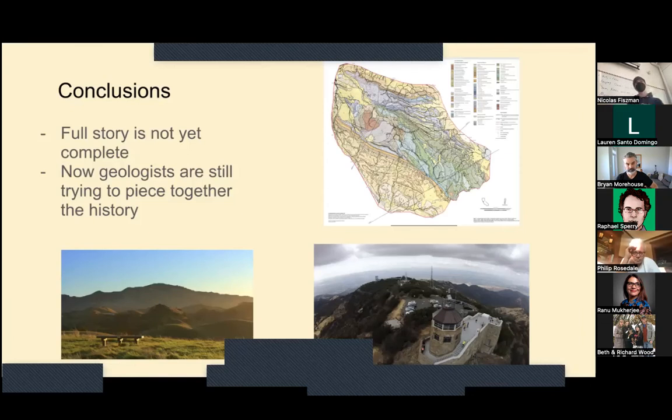So although the story makes sense, it's not yet complete. Geologists are still trying to figure out all the history of the mountain. An example of this is if you look at the rock map in the top right, that map was made in September of 2021. So that's just an example that we're still trying to learn more about the mountain and learn more about the history of it. So yeah, thank you.